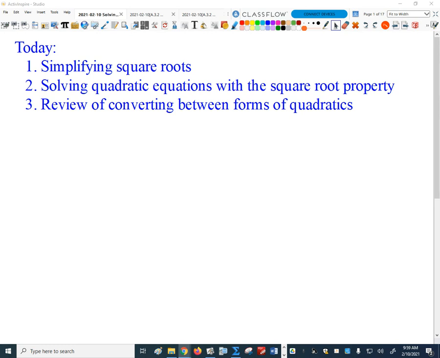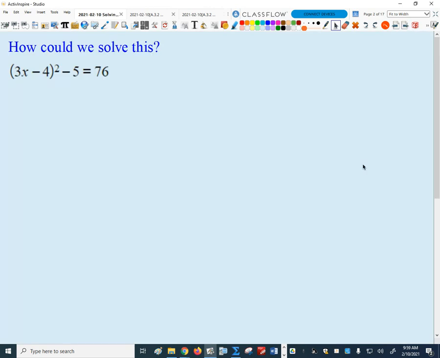So here's an example of the kind of quadratic equation that we're going to tackle today. Quadratic equations of this kind. Okay, so the question is, how could we solve that? Okay, how could we solve that? Any ideas?